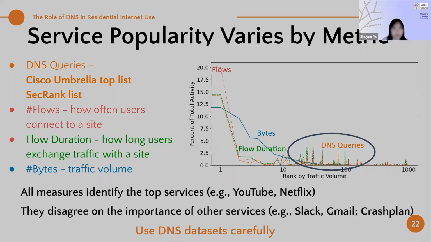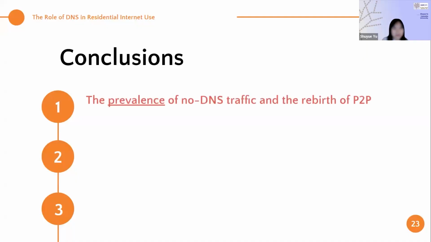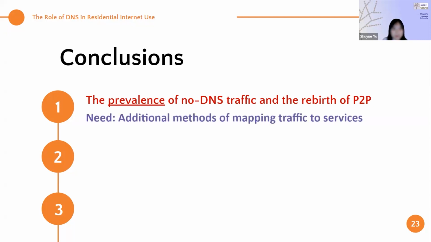So in conclusion, in this talk, we showed the prevalent existence of no DNS traffic, aka traffic that cannot be paired with DNS records. In our dataset, 12% of connections are no DNS, and among them, 17 out of 27 are identified as peer-to-peer, indicating a reverse of peer-to-peer. This shows that rather than simply relying on DNS records, researchers need additional methods of mapping traffic to services in order to better understand internet service usage.